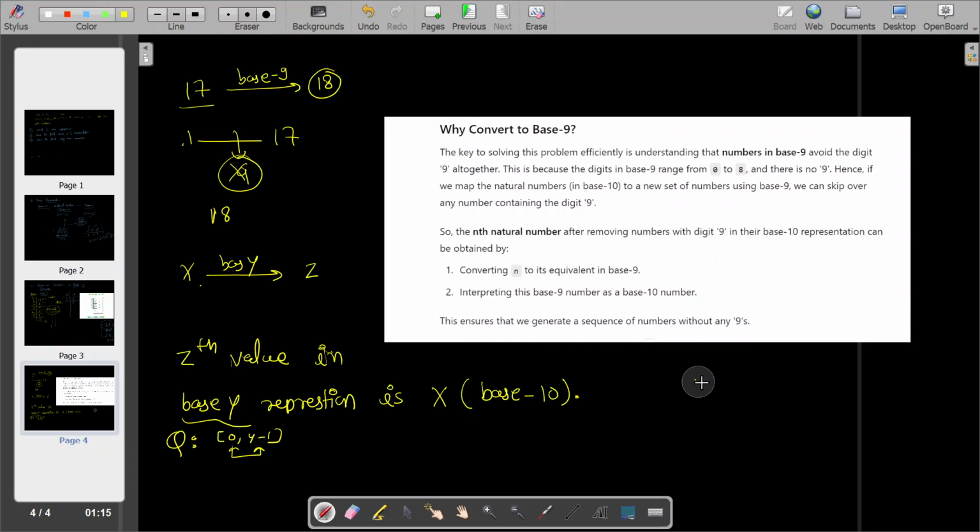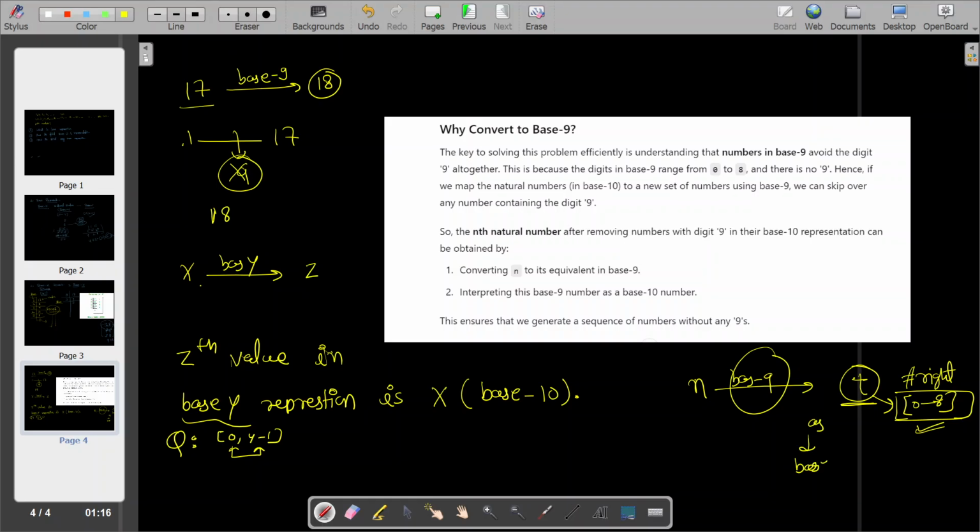So for any number n, we calculate the base 9 representation. Suppose we got t. So what is t? t contains only the digits 0 to 8, because this is a base 9 representation. If we consider this as a base 10 representation itself, this is not base 10, but if we assume it, what will it be? This will be nothing but our solution, because it doesn't contain the digit 9.